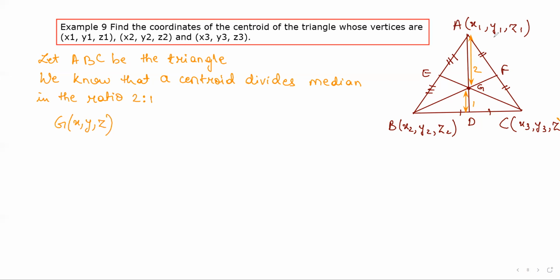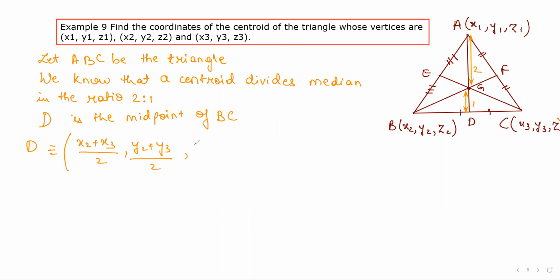Right now, A is given, you have 2:1, but you do not have D. Now, D is the midpoint of BC. If D is the midpoint of BC, then the coordinates of point D will be x2 plus x3 divided by 2, y2 plus y3 divided by 2, z2 plus z3 divided by 2.